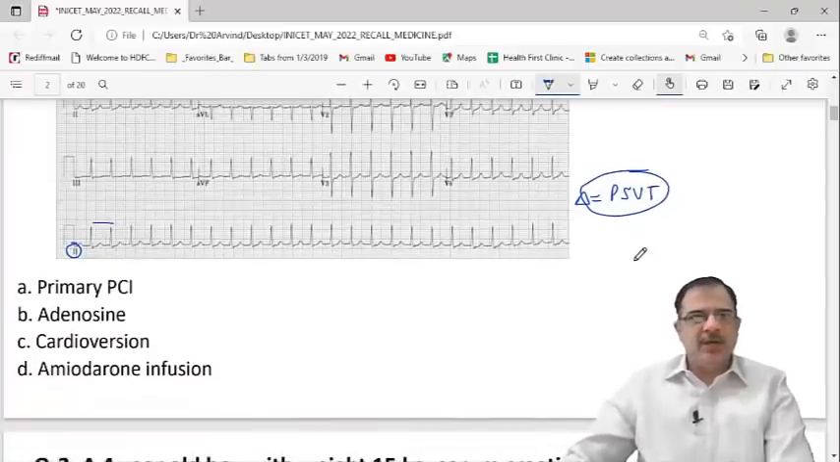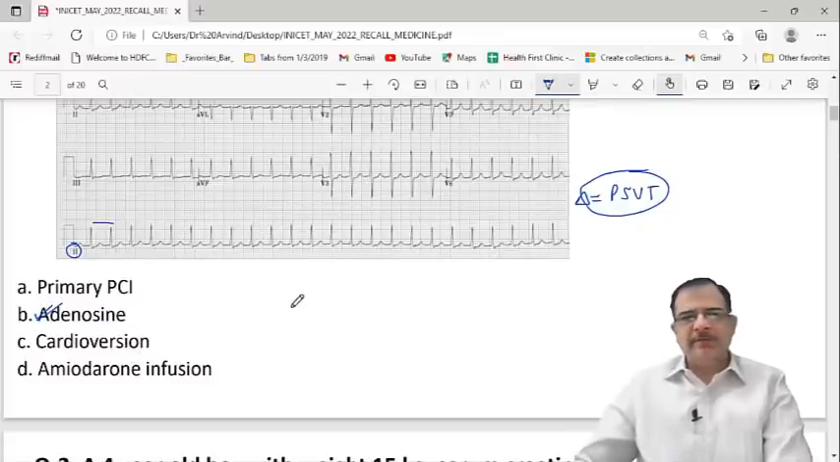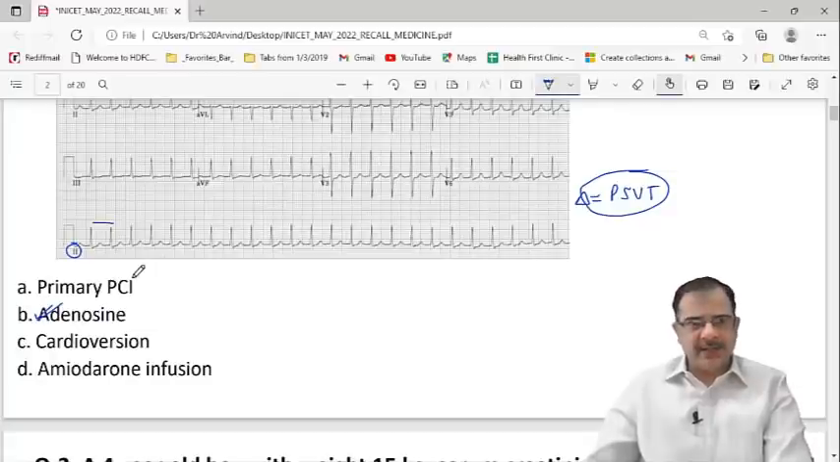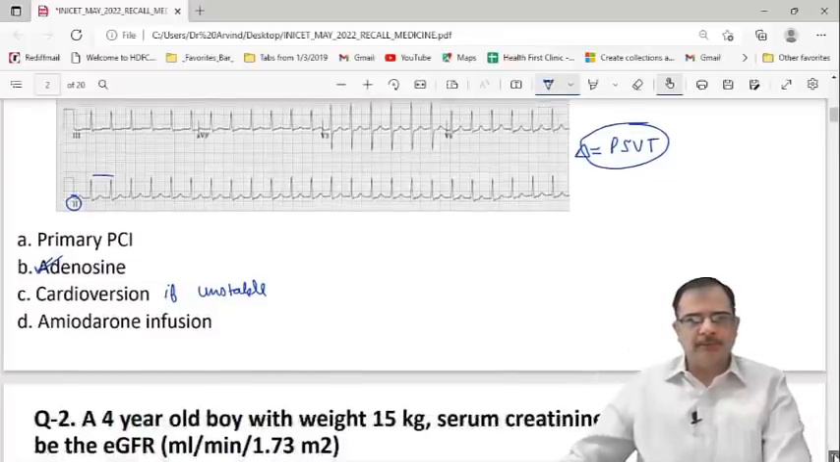So we can go for a carotid massage, but carotid massage is not given in the options. So the next step after the carotid massage is adenosine will be given in our patient. Primary PCI, even if it is a case of myocardial infarction, the first step will be to control the fast ventricle rate. So adenosine will be given. Cardioversion will be given if patient vitals are unstable. So unstable means hypotension, shock, crepitations, cyanosis. This should have been given. Amiodarone will be given if it is a case of a ventricular tachycardia. So the best answer here will be B option.